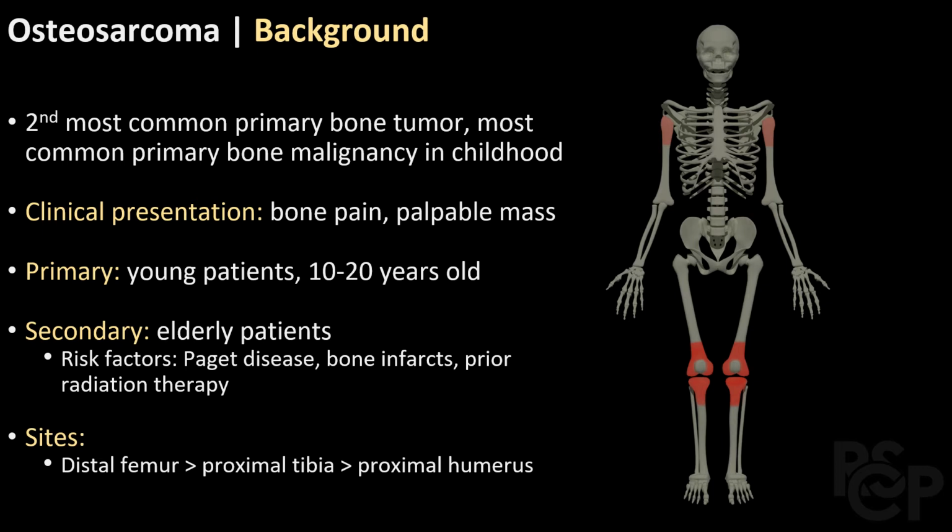You can see the distribution on the picture on the right of this slide. Typically, osteosarcoma is in the distal femur, 40% of osteosarcomas are there, next being the proximal tibia, and the proximal humerus are also common sites.